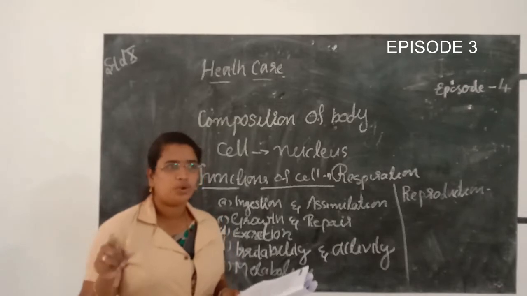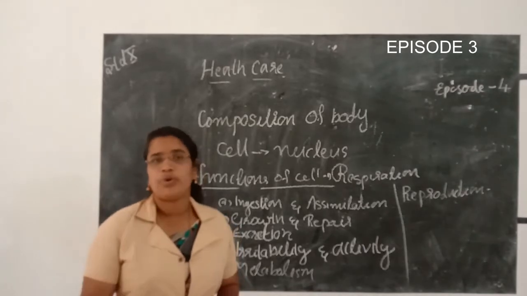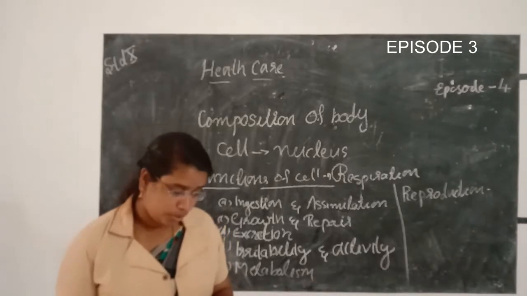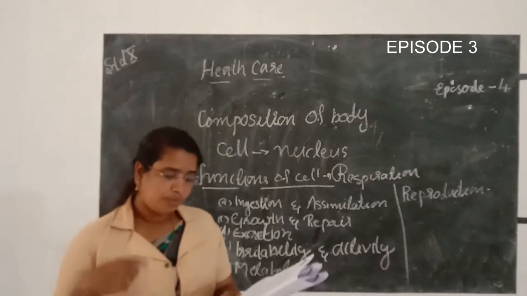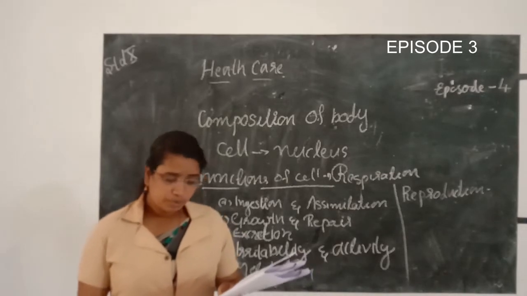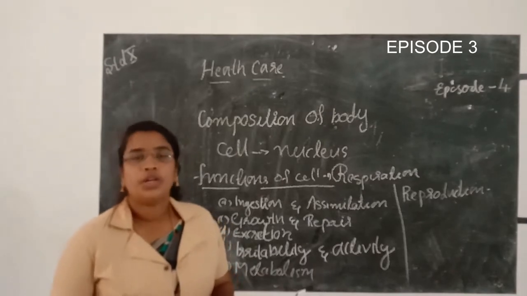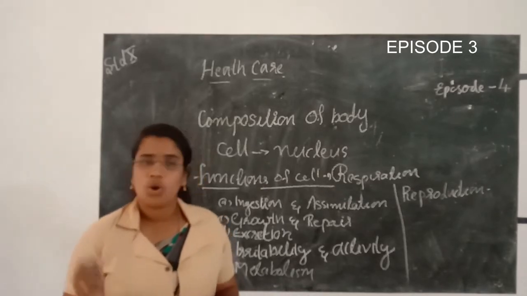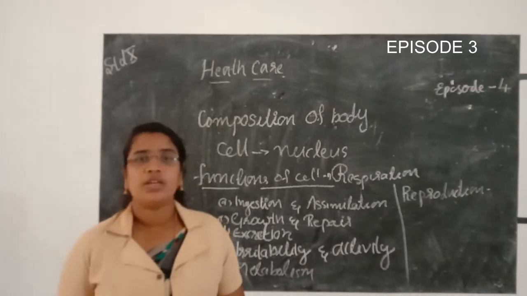Tissue, we know, is a group of cells having the same function. From every cell, the waste products are eliminated into the surrounding tissue to be transported to the blood, for eliminating via organs. By this way the waste products are eliminated from every cell.